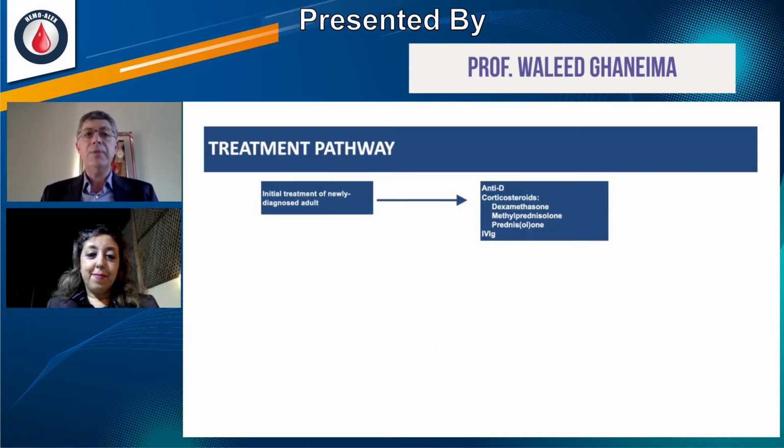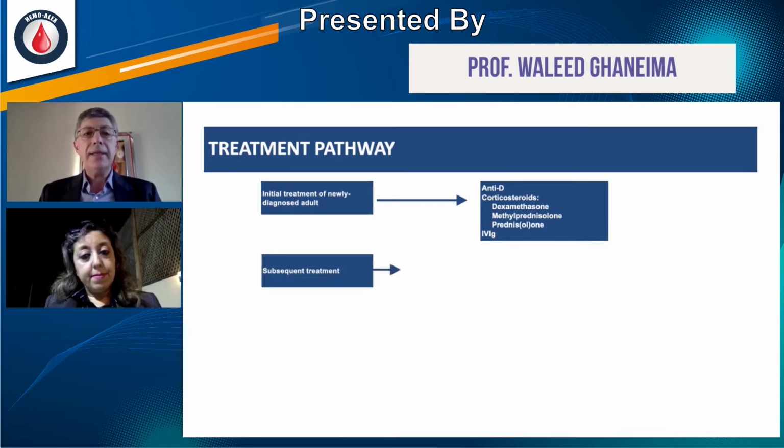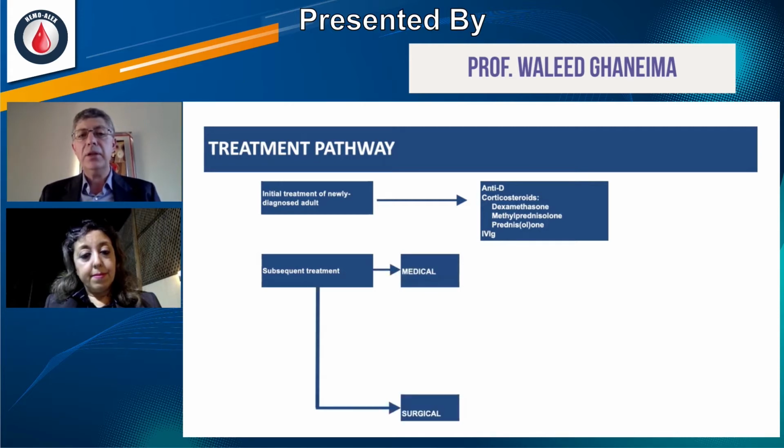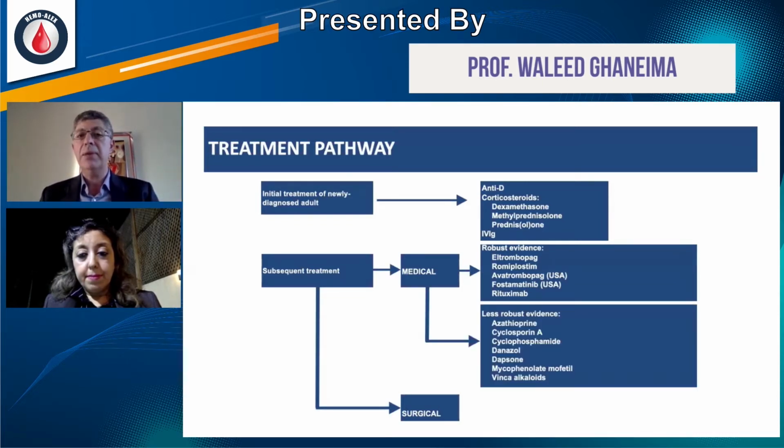So how are these guidelines structured? Either initial treatment, which comprises corticosteroids, anti-D, or IVIG, or subsequent treatment. With subsequent treatment, we have the medical or the surgical. The medical options are divided into those with robust evidence: eltrombopag, romiplostim, avatrombopag, fostamatinib, and rituximab. And those with less robust evidence, having no randomized controlled trial. And then splenectomy.